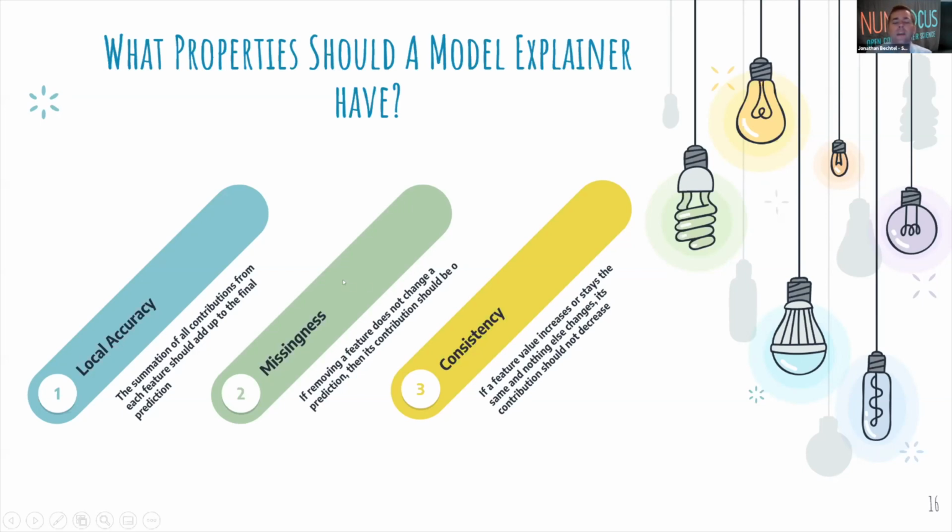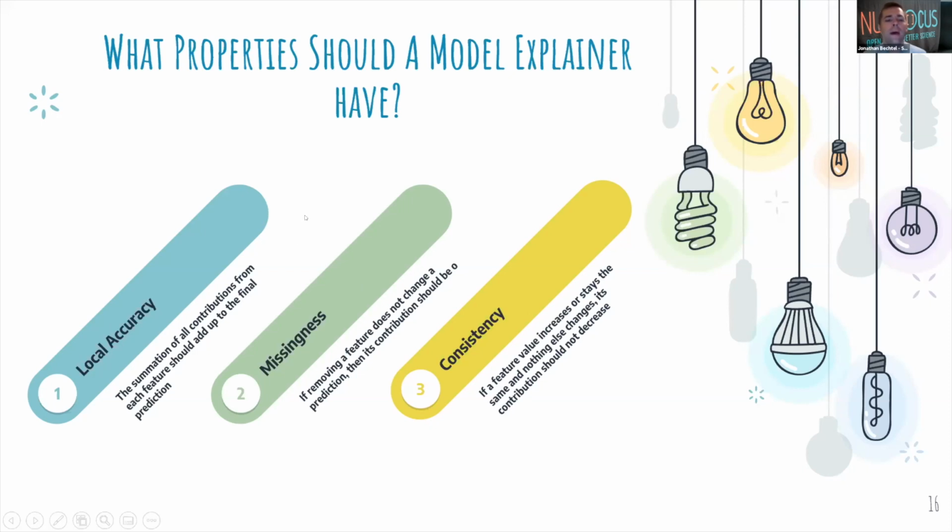Missingness states that if you have an unimportant feature, removing it from your model shouldn't impact the results. And consistency states that if you have a particular value in a column and you hold everything else constant, increasing or decreasing it, you should be able to see the influence of that particular value or feature change in accordance with it.